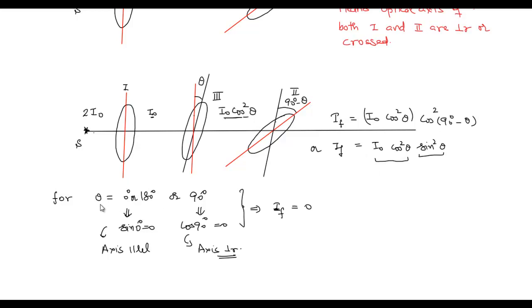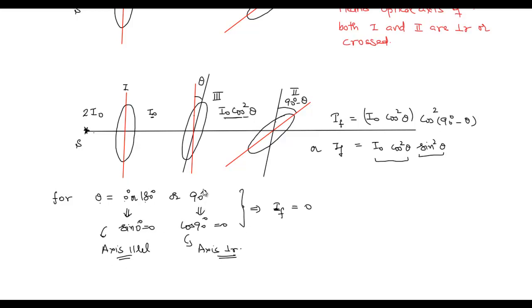From this result you can say that if theta is 0 degree or 180 degree, meaning this axis is parallel or anti-parallel to the first axis, then sine theta is 0, and there will be no light.